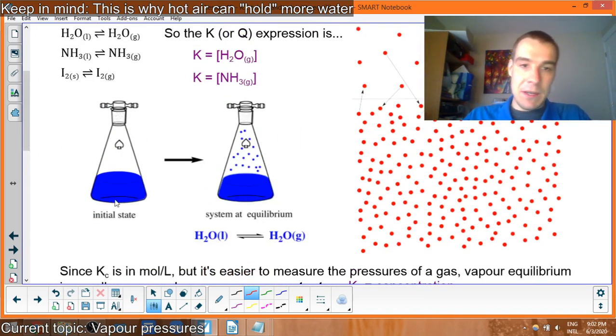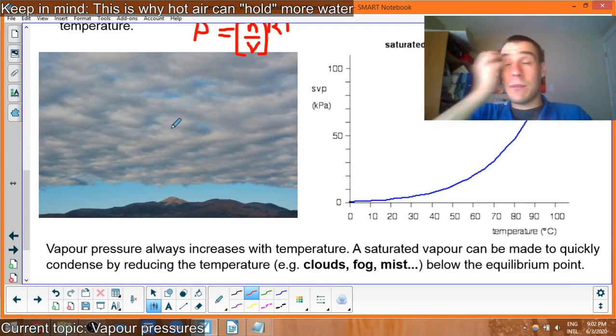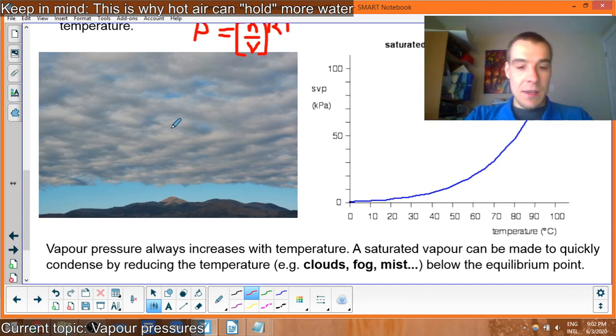Hey, we're done with vapor pressure. So now you know how clouds work, you know why hot air holds more water, you know how your pressure cooker works, all kinds of cool stuff like that. So that's done. Let's talk about solubility.